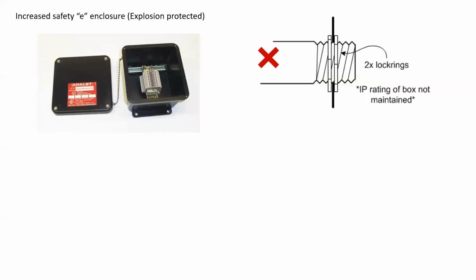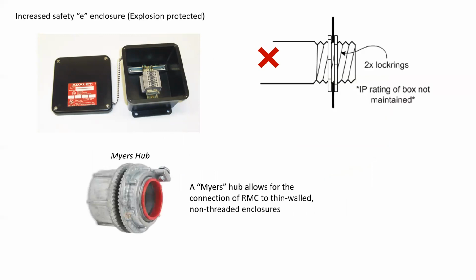If you were to attempt to install rigid metal conduit into an enclosure like this with 2 lock rings, obviously the IP rating of the box would not be maintained because water and anything could just get in through the gaps. In this situation, a Myers hub will be used, and it allows for the connection of rigid metal conduit to thin-walled, non-threaded enclosures while still maintaining their ingress protection.